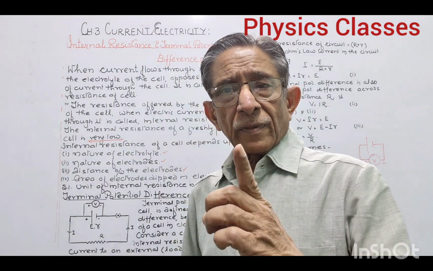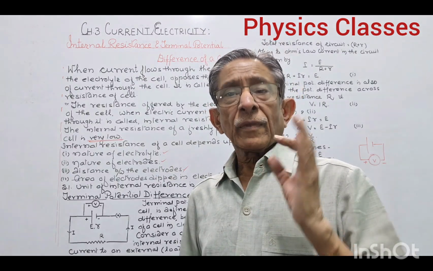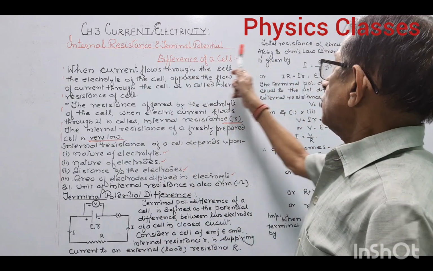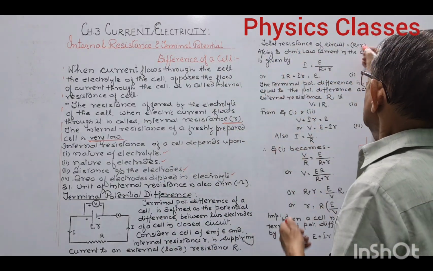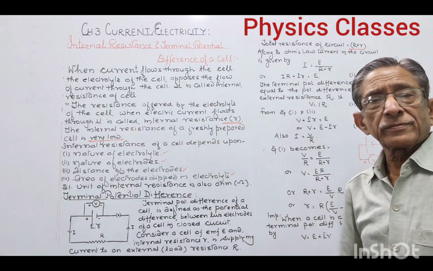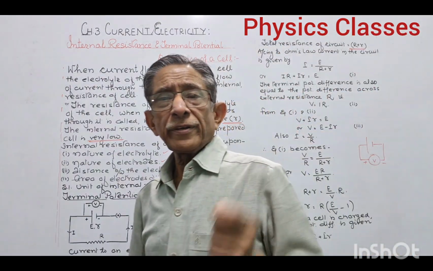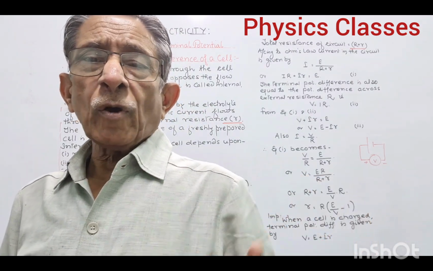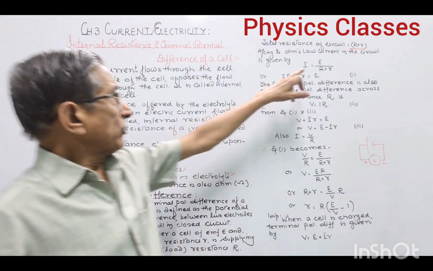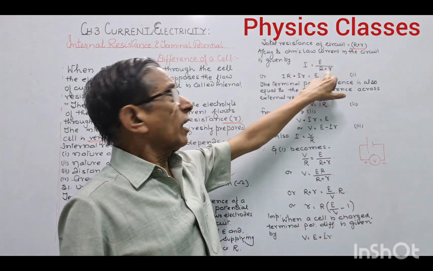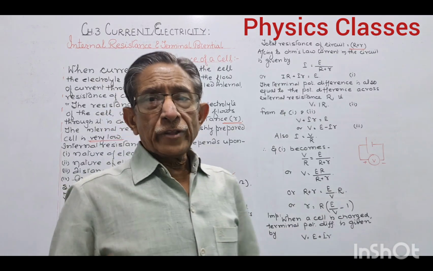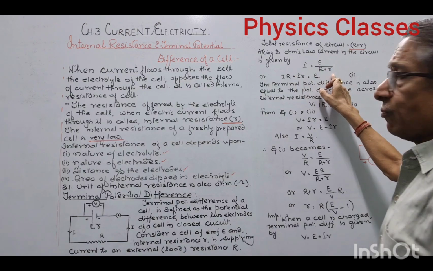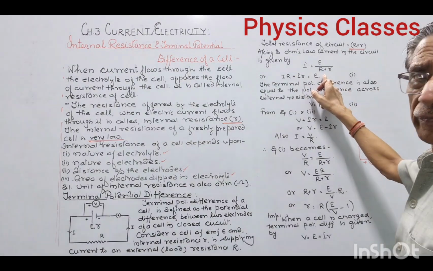Since capital R and internal resistance small r are in series, the net resistance of the circuit will be equal to R plus r. According to Ohm's law, my dear students, current is given by net EMF upon net resistance. So EMF is E, and net resistance is R plus small r. Therefore, we can say IR plus Ir is equal to capital E.